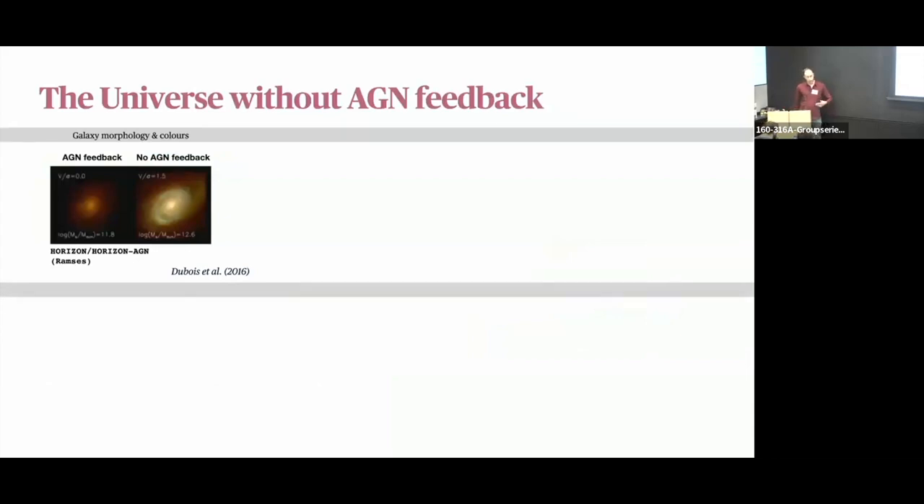So the truth is that essentially every model struggles to reproduce the observational predictions of massive galaxies if AGN feedback is not included. And there's many ways in which models fail if AGN feedback is skipped. I've listed here quite a few of them. So one is that galaxies are rather disky, too blue, too star forming. If you include AGN feedback, they become spheroidal, red, and quiescent.